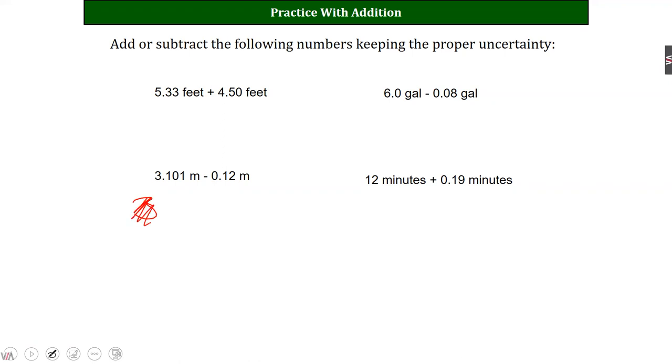And then just the same thing again. So 3.101 minus 0.12 is going to be 2.981. Borrowing in your head is hard, at least for me. And where do we need to round it? To the hundredths place. Our largest uncertainty is in the hundredths place. So our final answer would be 2.98 meters.